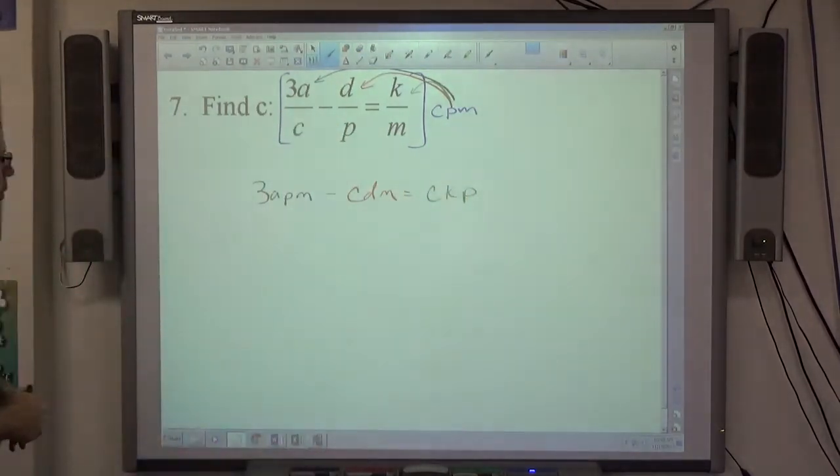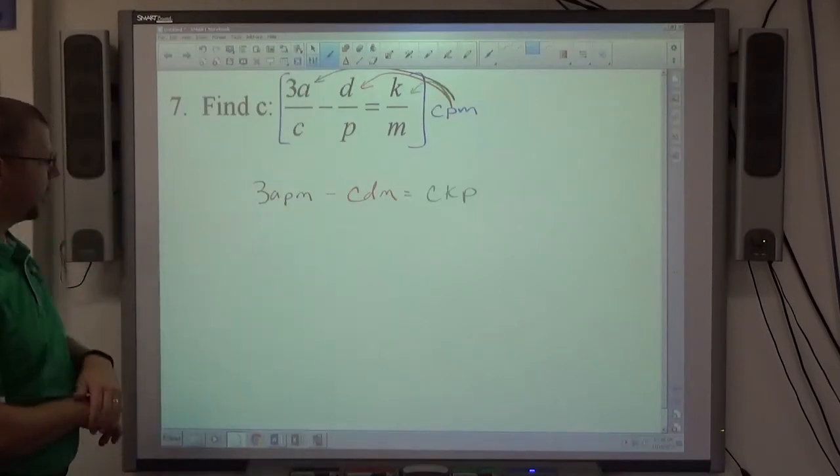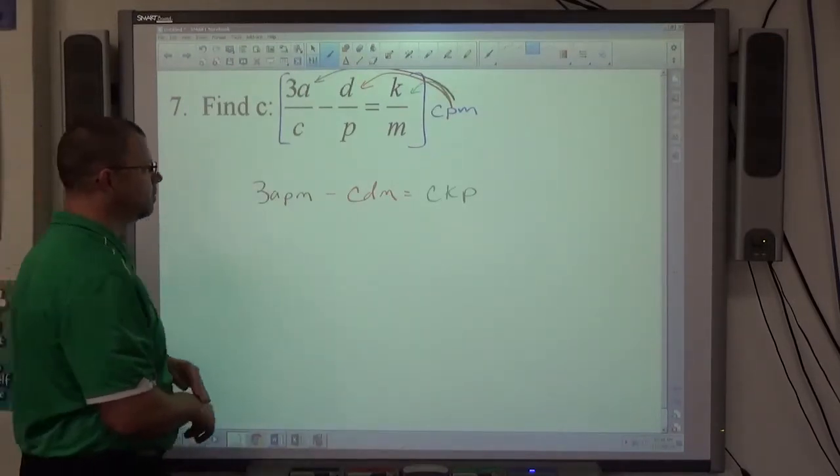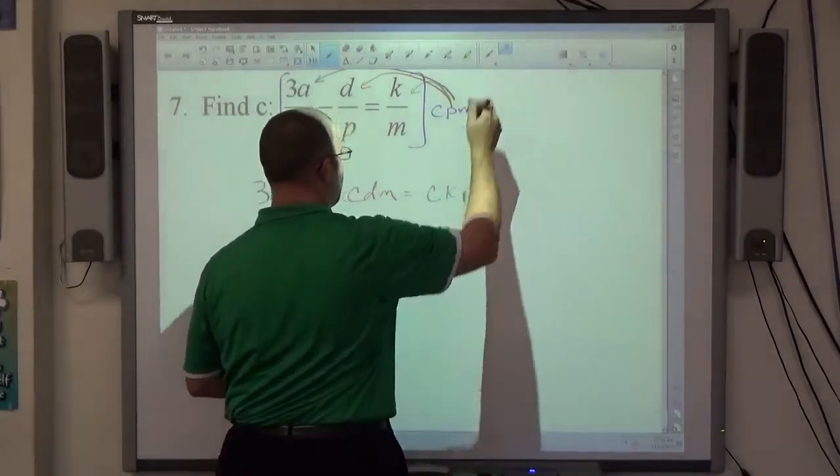Went ahead and went alphabetical order. Actually, I didn't even do that with the 3APM. But anyway, went alphabetical order on the other two terms. It doesn't matter about order. But if you feel like it, you can go alphabetical.